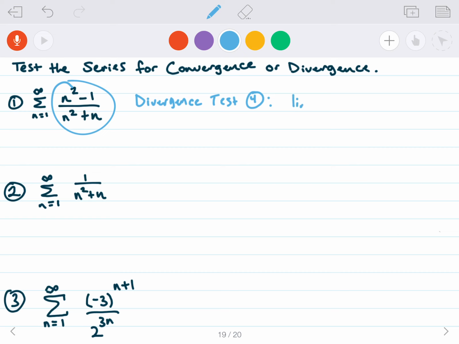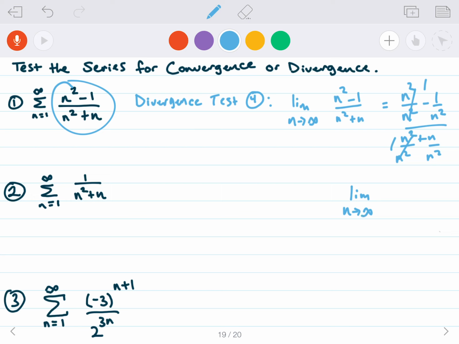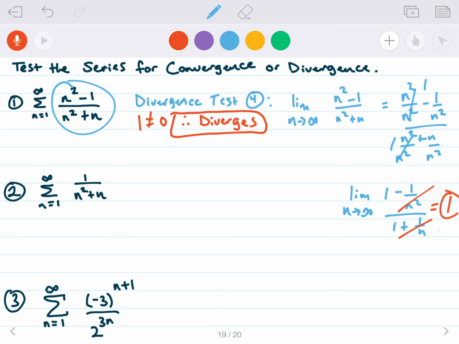So we're taking the limit as n goes to infinity of n squared minus 1 over n squared plus n. I'm going to do my little trick here and divide top and bottom by the highest power, which is n squared. And then simplify. So this becomes the limit as n goes to infinity of 1 minus 1 over n squared over 1 plus 1 over n. When we plug in infinity, this goes to 0 and this goes to 0, so we get 1. So 1 is not equal to 0, and this thing diverges.